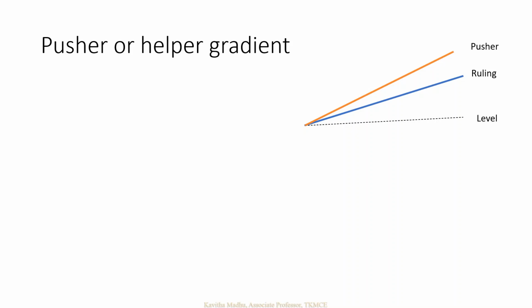Pusher or helper gradient. I told you the ruling gradient is the one for which we are designing the section, and we are deciding the load the train can carry, or the speed with which the train can move through the given section. No gradient should be more than this ruling gradient, but at some locations we are forced to provide a gradient more than this ruling gradient. So how do we negotiate the gradients which are more than this ruling gradient?